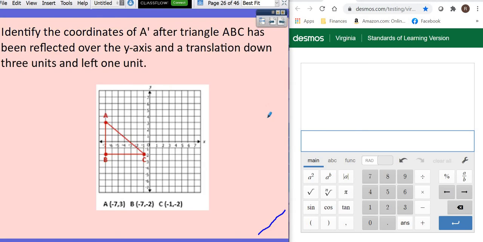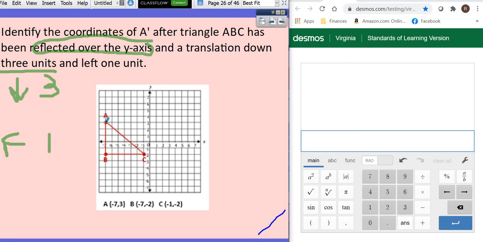All right. Next one, it says, identify the coordinates of A prime after the triangle has been reflected over the y. That's the first thing. Then translated down 3 units. So I'm going to say down 3 and then left 1. All right, so let's see how I can do this.